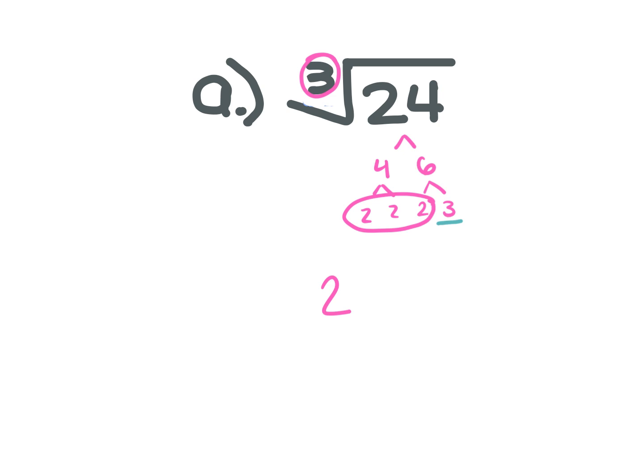Now our radical has to have the same index in our answer that it has in the question. So we would have the cubed root of 3. So since we had the cubed root in the question, we got to make sure that it's the same index in the answer too. So this would be our answer. 2 times the cubed root of 3.